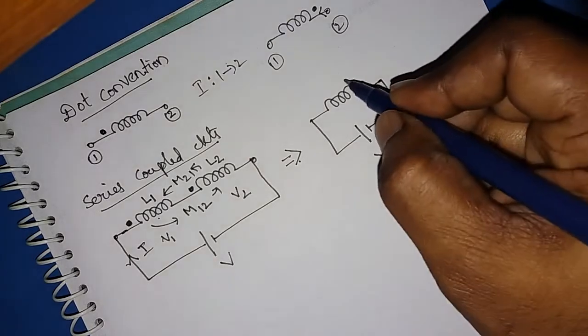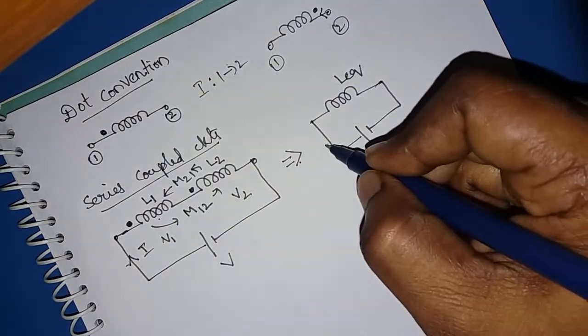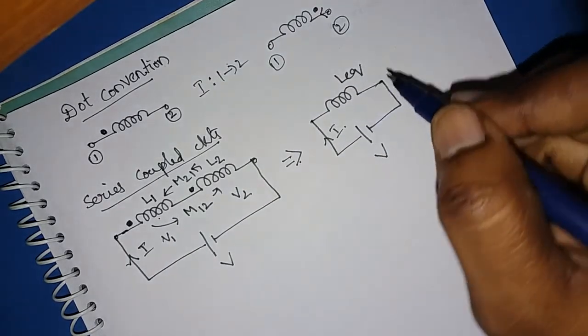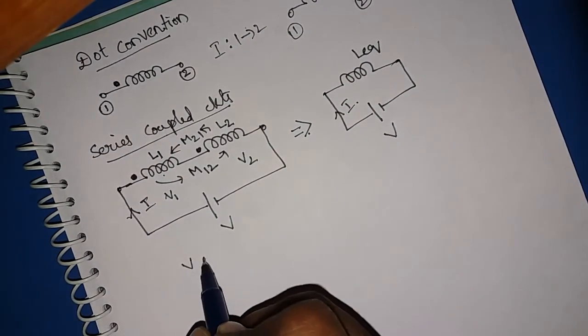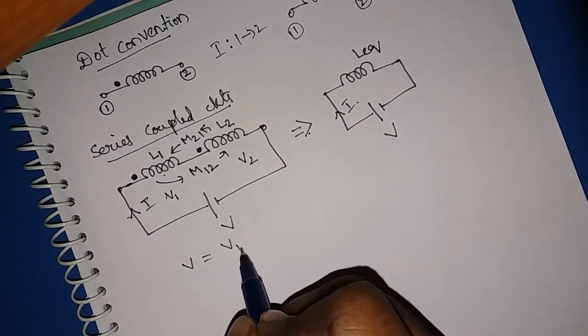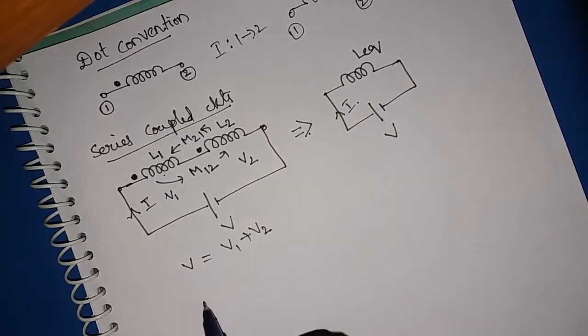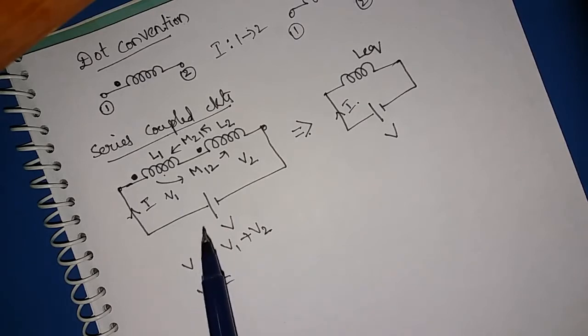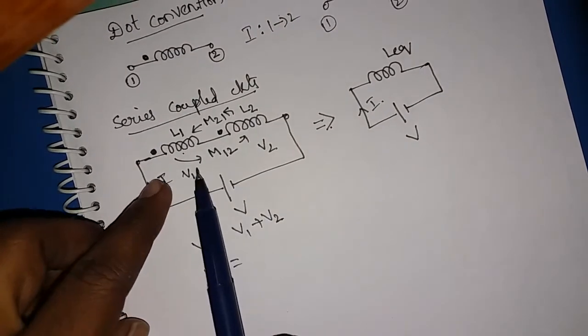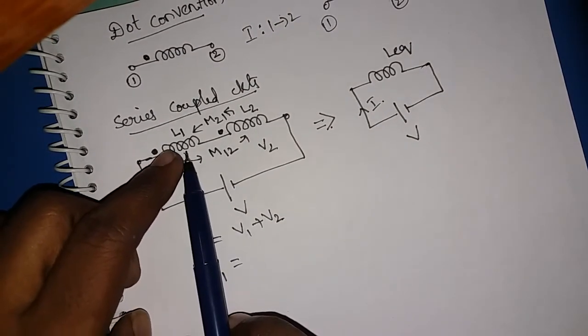This is L equivalent, which allows the same current I. So now how do I write the equation for V? V is equal to V1 plus V2. Now what is V1? V1 is the EMF induced in coil 1.